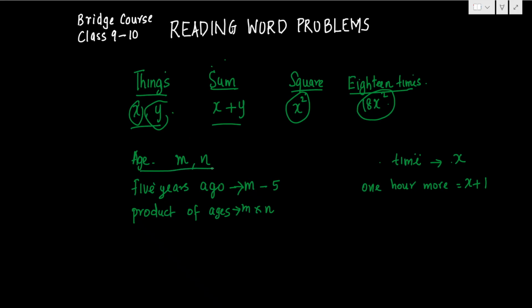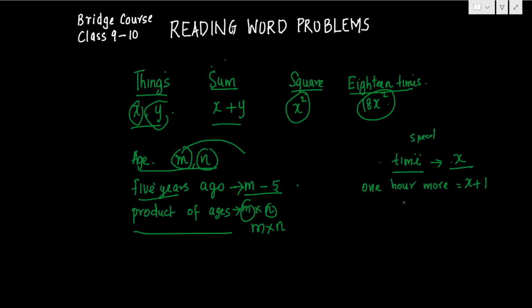So here, let us take an age problem. There are two things, the age of the father and the age of the son. 5 years ago means m minus 5. The father, if his age is m, 5 years ago, his age must have been m minus 5. The product of their ages, product means multiplication. If the ages were m and n, the product of their ages is m multiplied by n. In the case of a speedboat problem, let us say the time taken by the speedboat is x, 1 hour more means x plus 1.